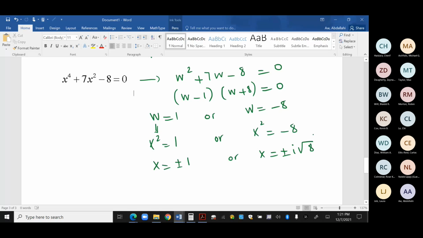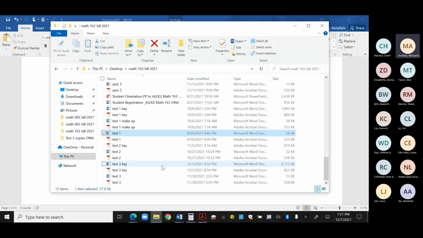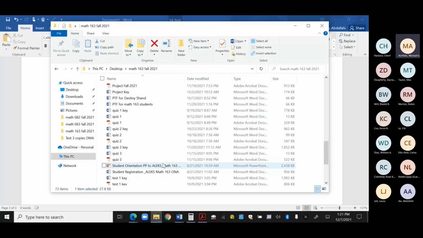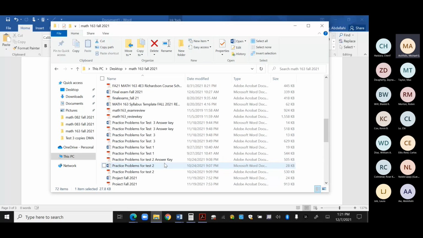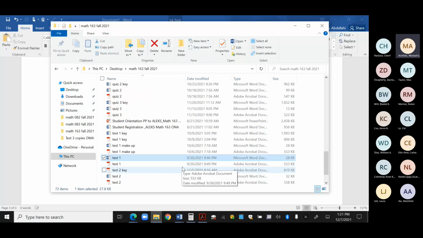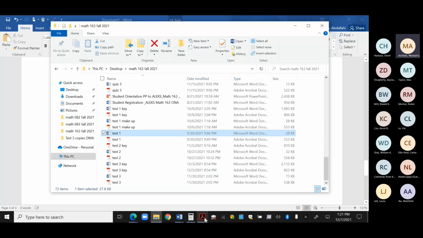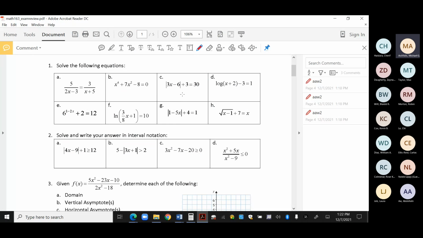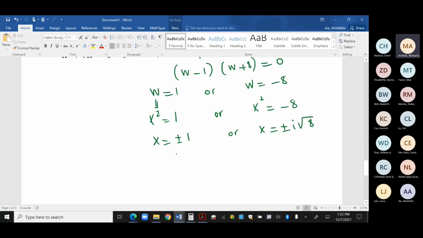Okay, so for the review, you have the review and you have the review key. You have the key for the review. But you're going to see that. And then if you look at here, we have an absolute value equation, right?